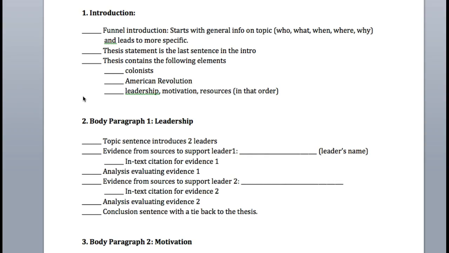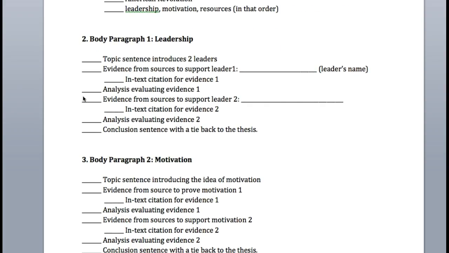Your thesis statement again should be the last sentence in the introduction, and it should contain the following elements: colonist, patriot, citizen, something like that, to identify who it is that you're talking about. Mention that it was the American Revolution, and then give your leadership, motivation, and resources.